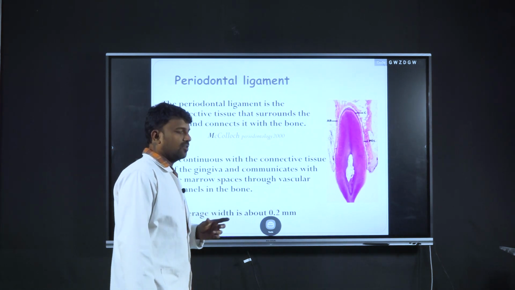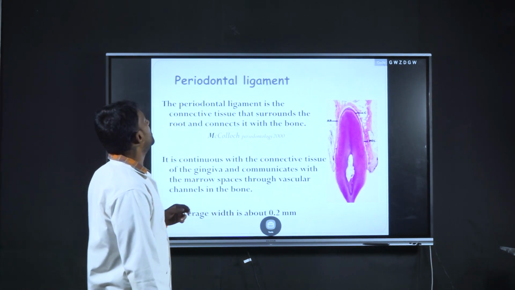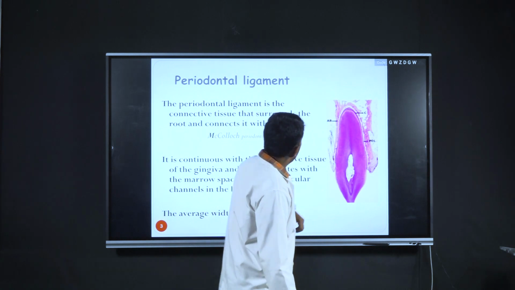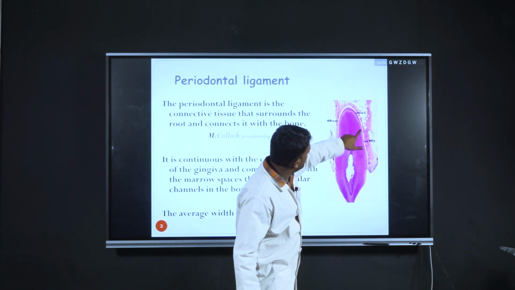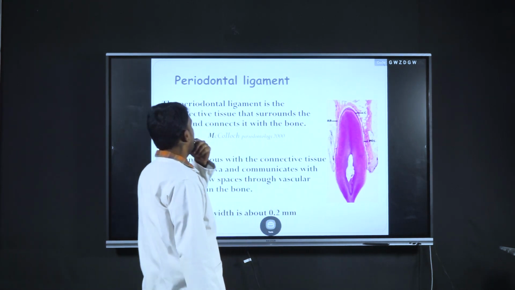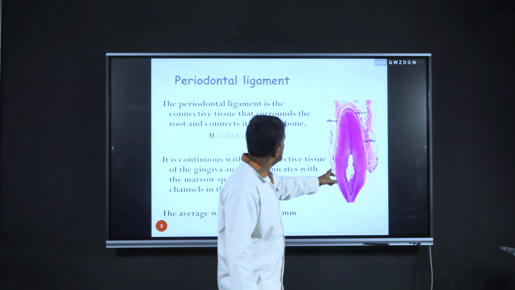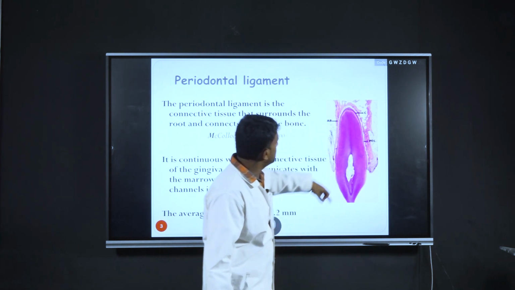The average width, when you see it radiographically, is 0.2 mm only, not much. You can see this periodontal ligament on a histological slide, and this is alveolar bone. This is the tooth structure, this is alveolar bone, and you can see the cementum over it, a thin covering of cementum. Over it, we can see the periodontal ligament space here. The ligament space is very narrow.